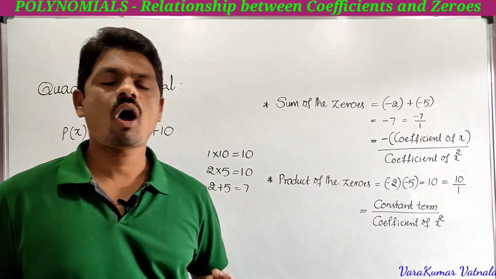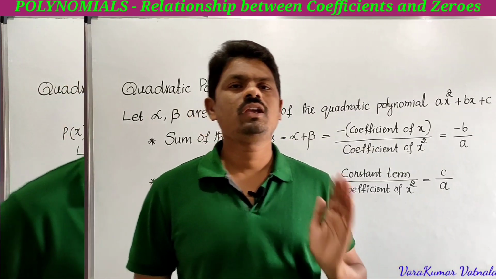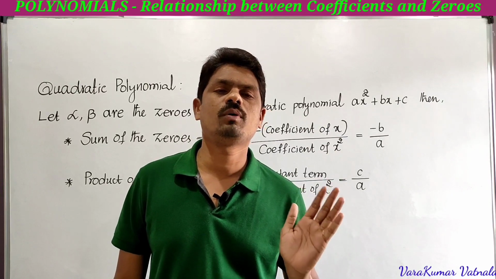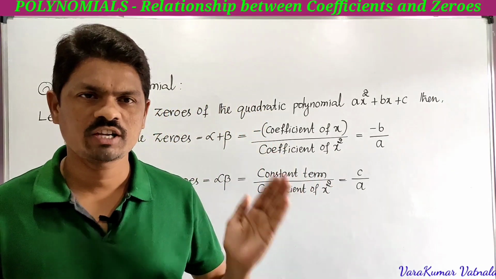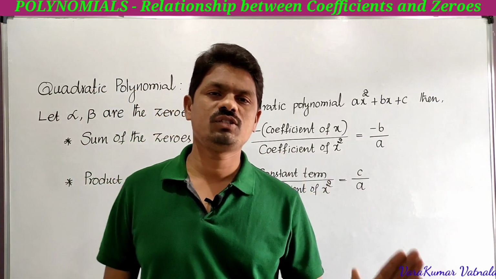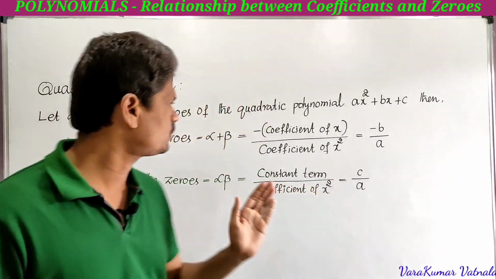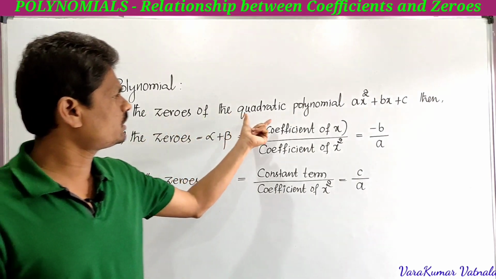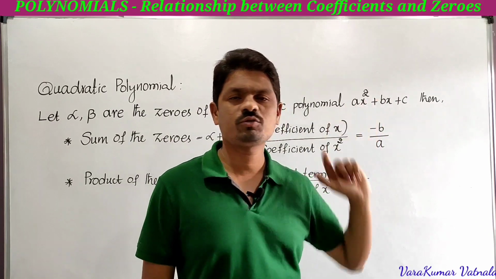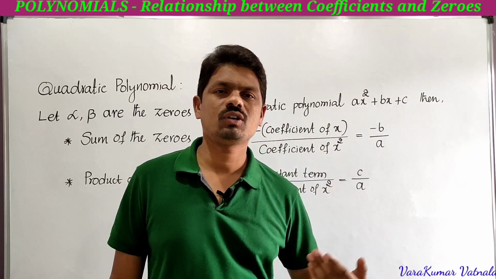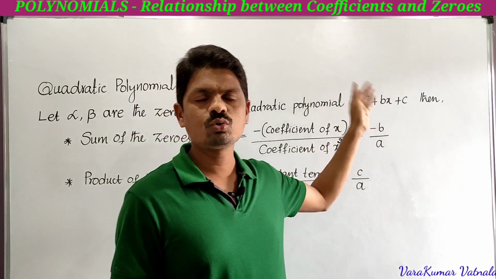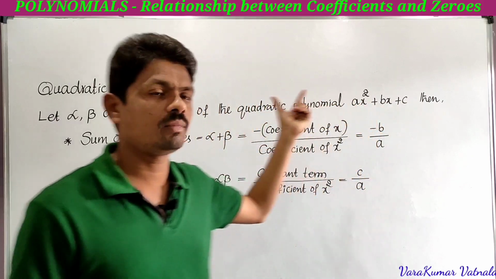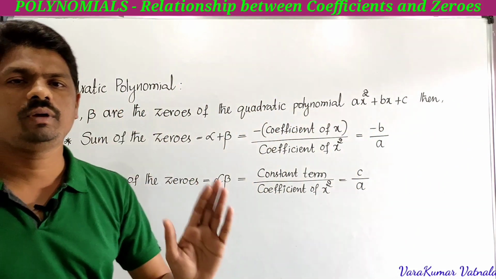So now in general, how can we write the formula? Let alpha, beta be the two zeros of a quadratic polynomial ax square plus bx plus c. Let alpha, beta be the zeros of the quadratic polynomial ax square plus bx plus c. So what is the degree of the quadratic polynomial? Here it is 2, so it has 2 zeros. So let the two zeros of this quadratic polynomial be alpha and beta.